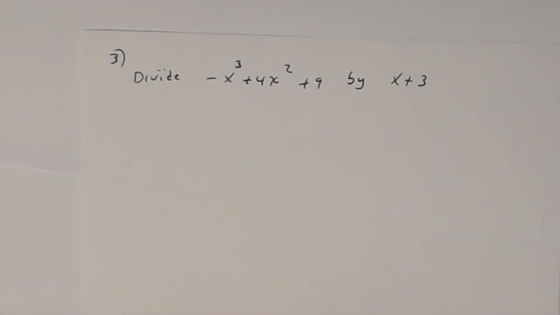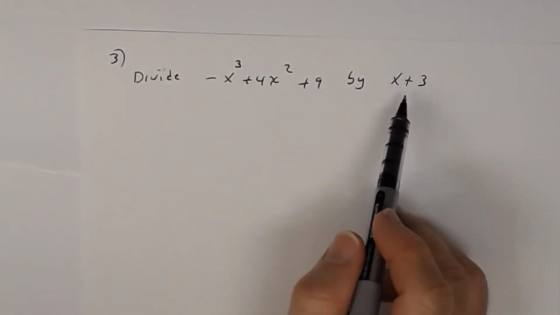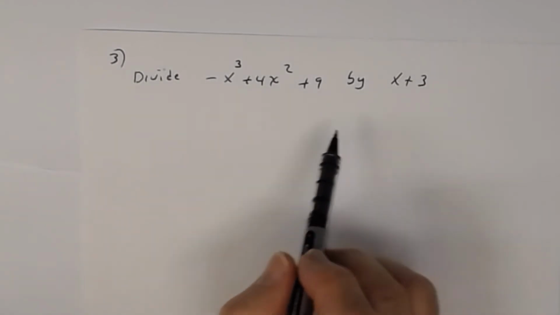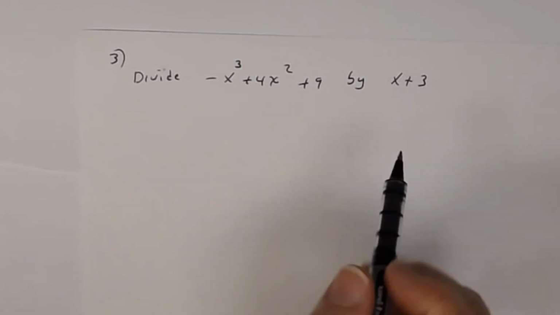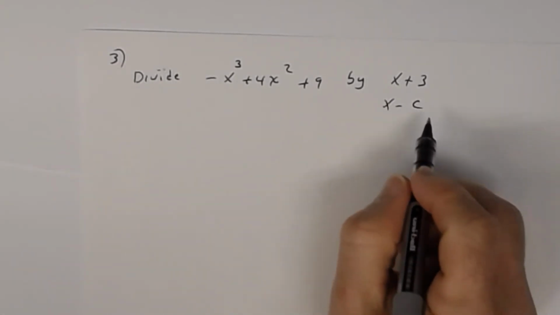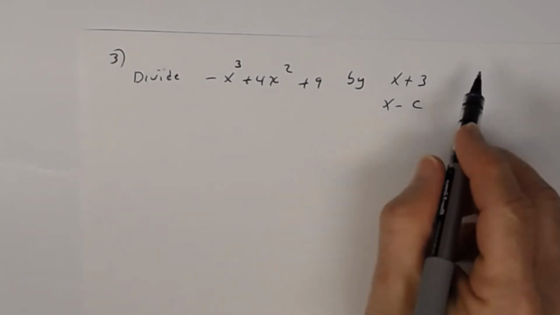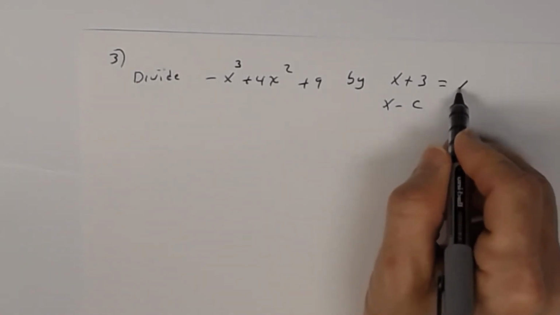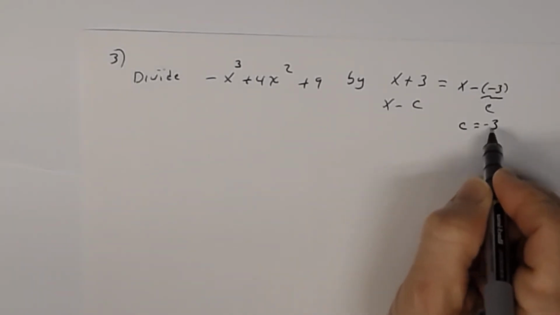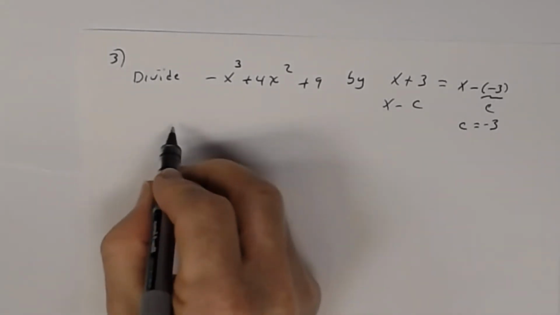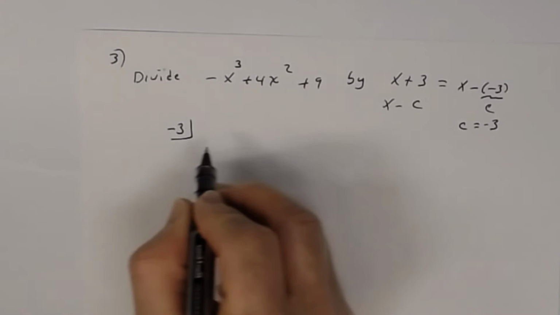All right, so let's do this one, number 3. Divide negative x cubed plus 4x squared plus 9 by x plus 3. Again, I can use synthetic division here because the coefficient of x is 1. Let's go ahead and remember we've got to find c first. So be careful. Remember, it's got to be the form x minus c, right? So this is x plus. You've got to remember this right here means the same thing as saying x minus a negative 3. So this is your c. So c is negative 3. That's important.